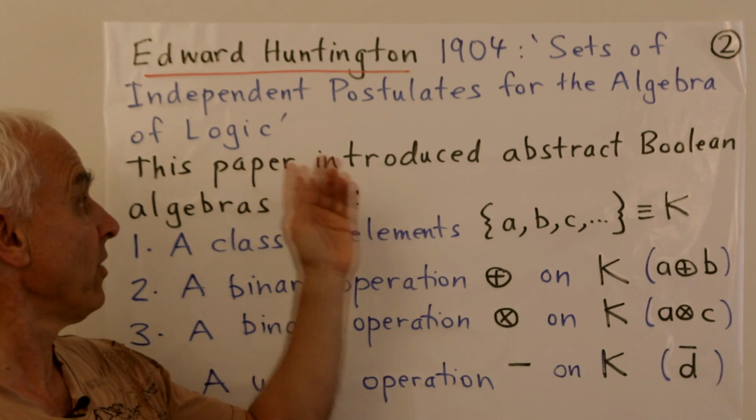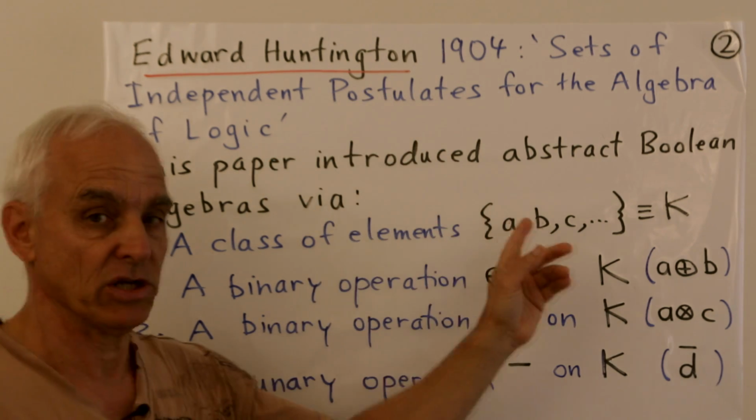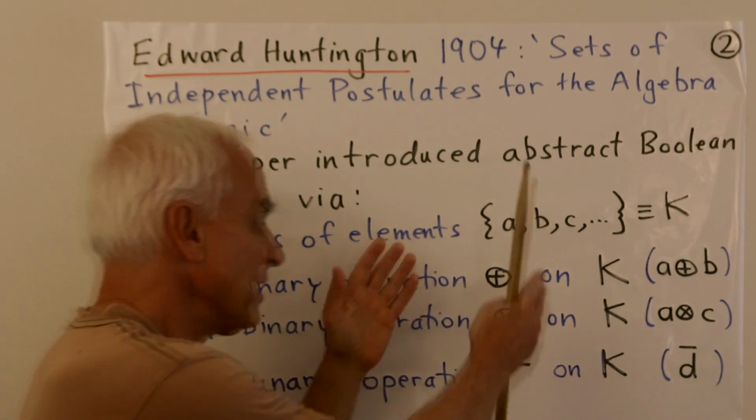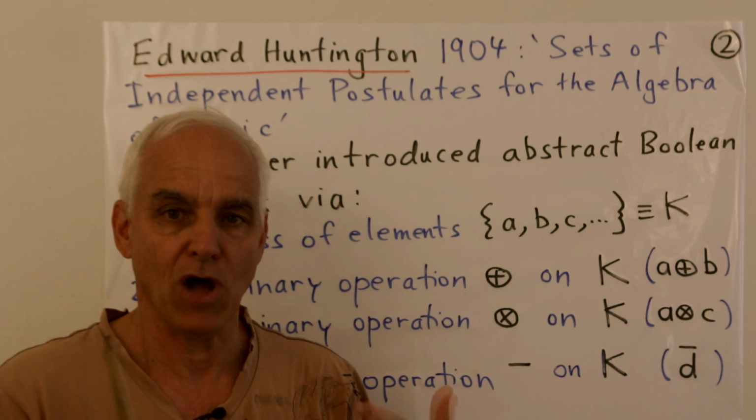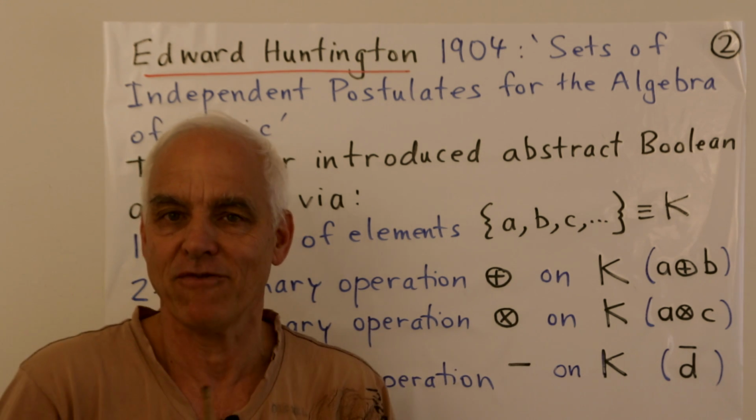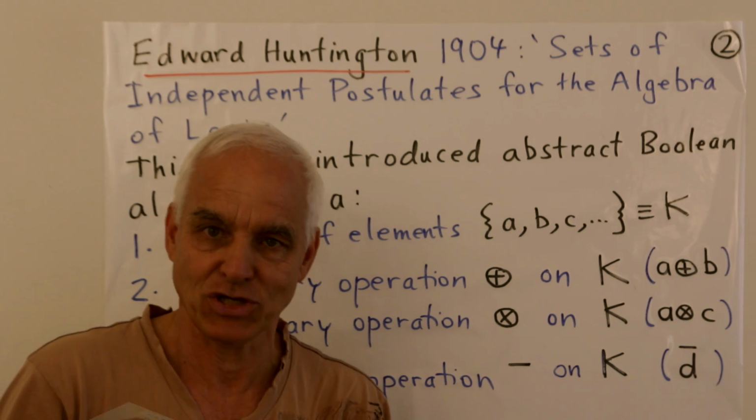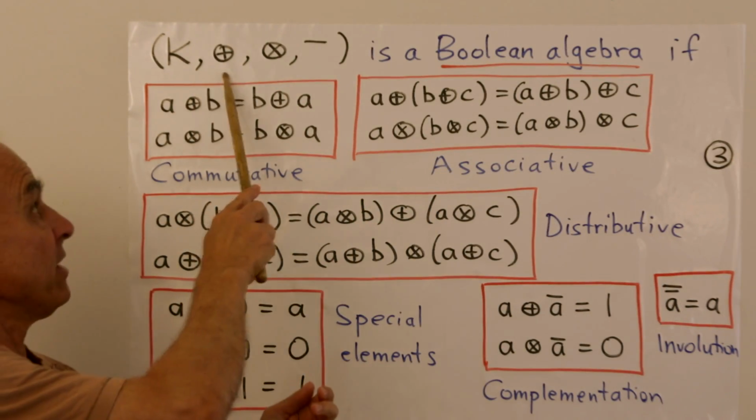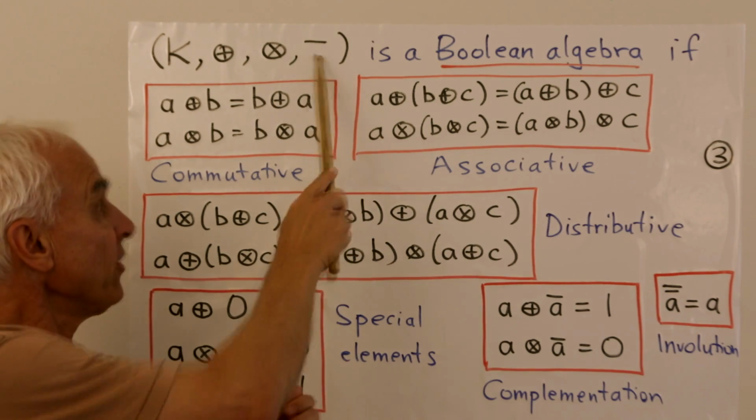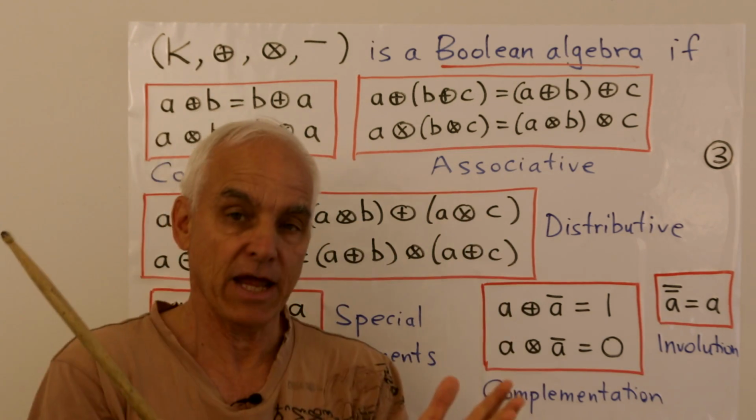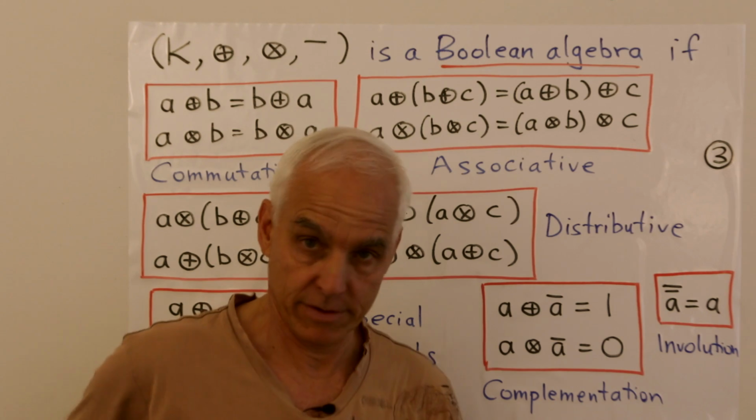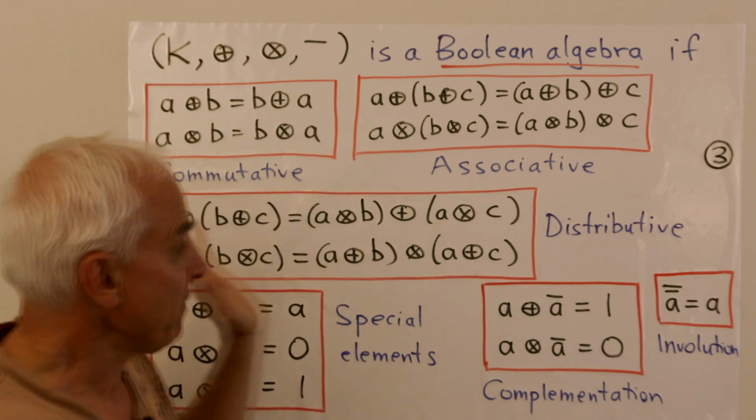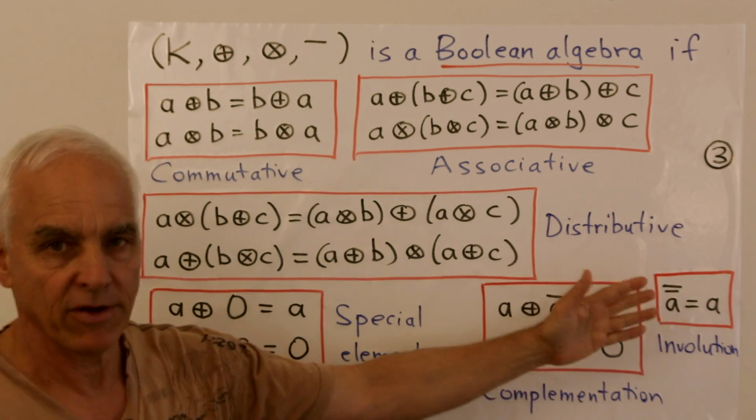Or as Huntington said, certain postulates. We're going to assume that these things obey certain laws which mimic those that are valid for the Boolean situation. Okay, so now this structure that we have, the set, and then these two binary operations, and then this unary operation, that all together is a Boolean algebra, says Huntington, if various properties hold.